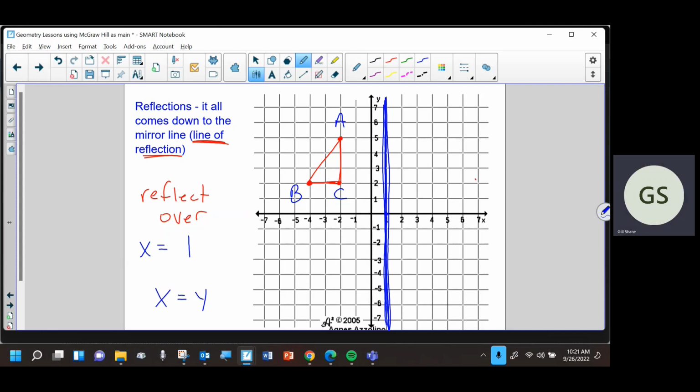Now you just do the same exact thing. How far away am I from the reflection line? Well, point C is 1, 2, 3 away. So I need 1, 2, 3 away. So that would be C prime.